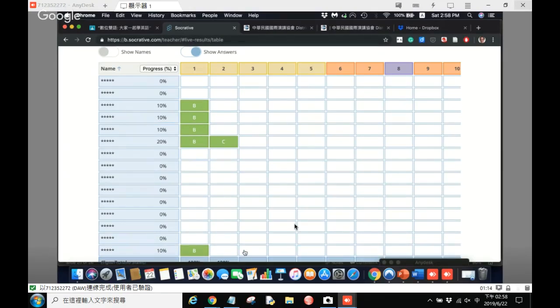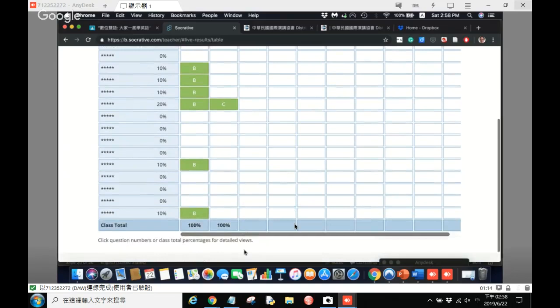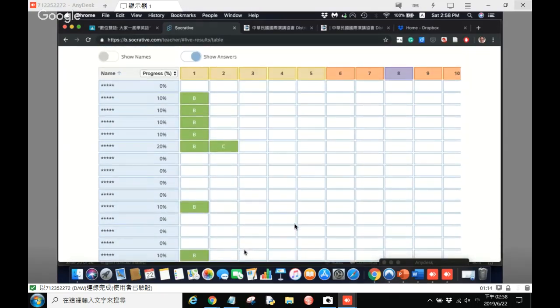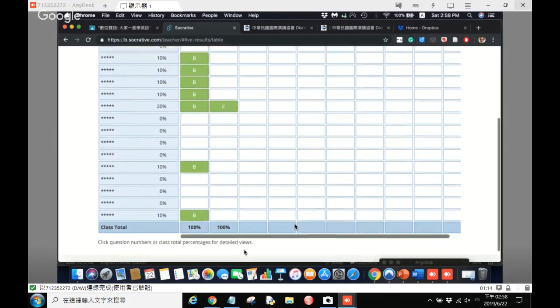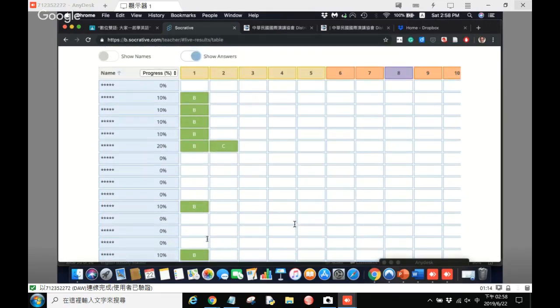Okay. So right now, how many participants are in? Let's see, 2, 4, 6, 8, 10, 12, 14, 15, or 16. Still waiting for that. And then green means correct.